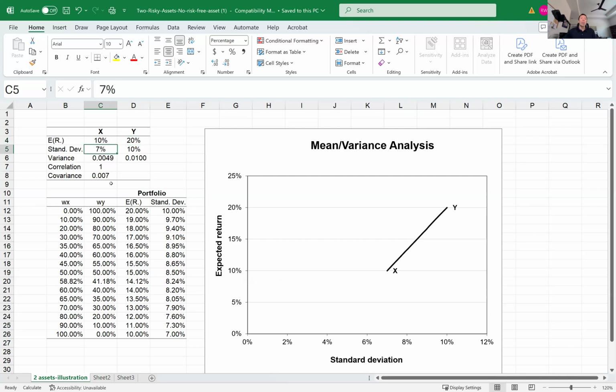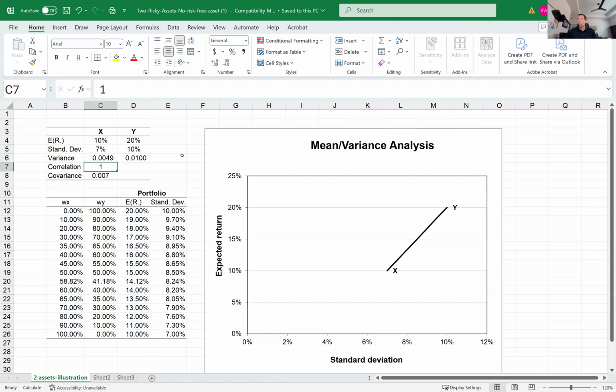The standard deviation of stock X is 7%. You can see right there, it's 7%. The standard deviation of stock Y is 10%. You can see right there, the standard deviation of Y is 10%. We're going to leave those at those values. The variance is always going to be the standard deviation squared. So there's the variance of X, there's the variance of Y.